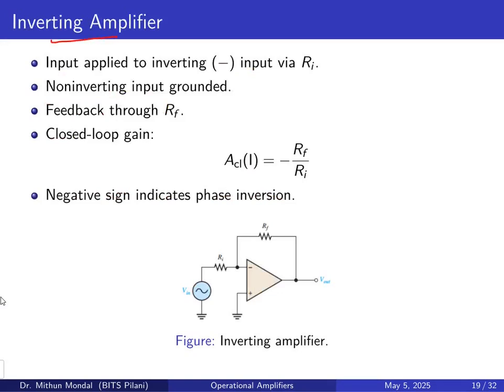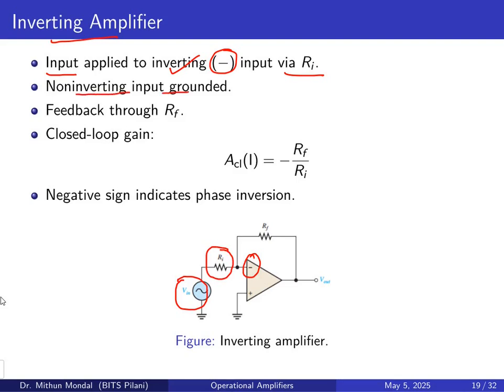Inverting amplifier, you will be giving the input to the inverting terminal via the resistor Ri. So here you have the input Vin. It is given to the inverting terminal minus with respect to a resistor Ri.